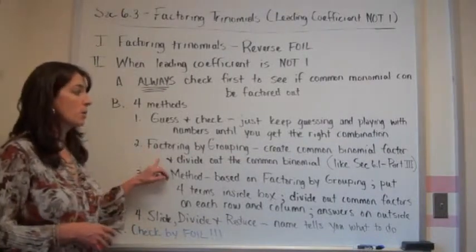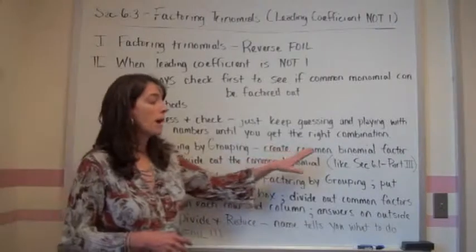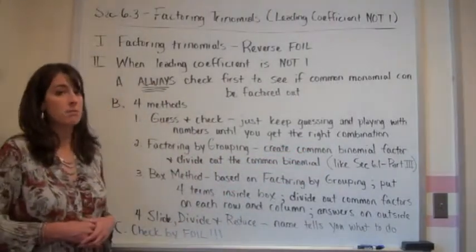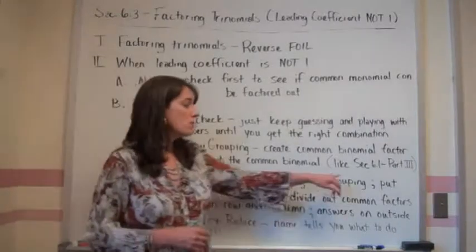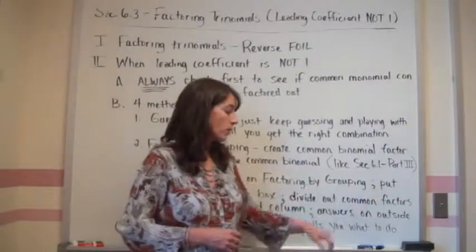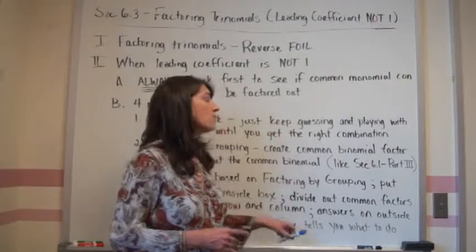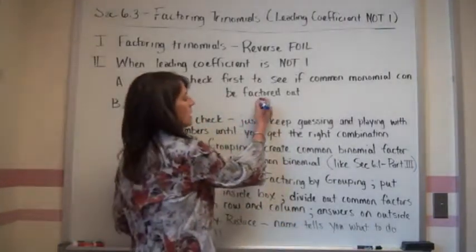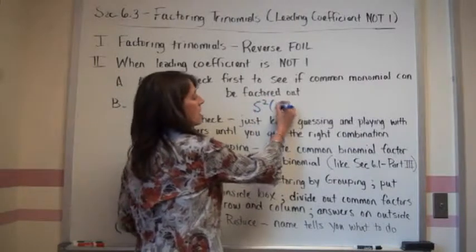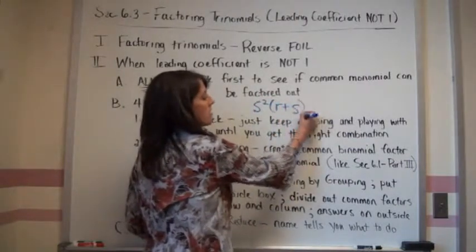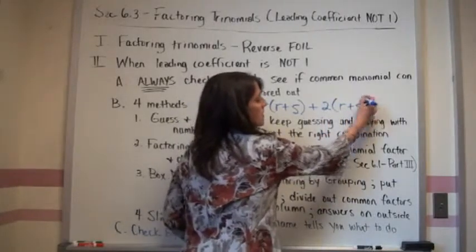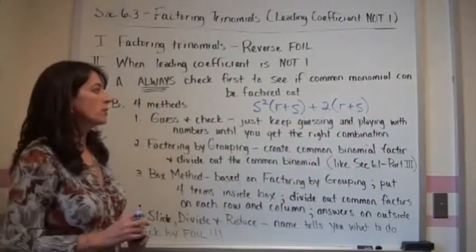Now factoring by grouping creates a common binomial factor and then you can divide out that common binomial factor. If you look back in your notes at section 6.1 part 3, we looked at a situation like that. If you recall, we had an s squared and in a parentheses an r plus s, and then we had a 2 and another r plus s. That should look somewhat familiar.